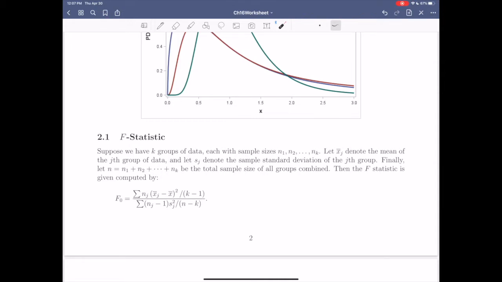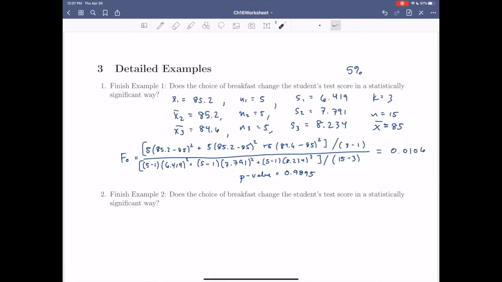Now, what I want to do is, using the F statistic, I want to study example 1. In example 1, what we had was, does the choice of breakfast change the test score in a statistically significant way, say at the 5% significance level? I forgot to add that into the sheet, but let's just say at the 5% significance level. And it turns out when you write down all of these quantities, when you look at the different means, the standard deviations, the sample sizes are all 5, of course, since they're all the same. And when you plug everything in, your test statistic that you're going to get is 0.0106.